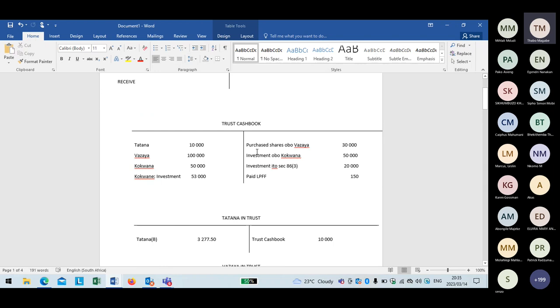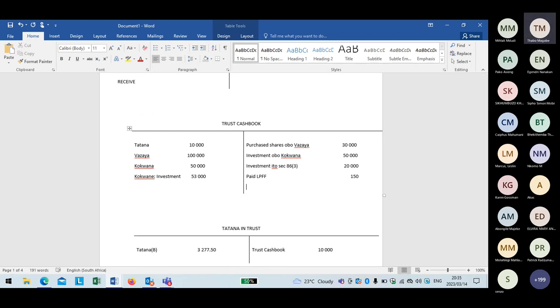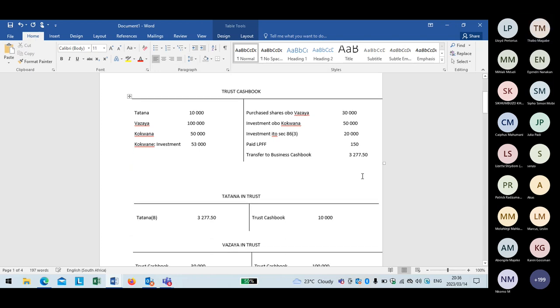You go to the trust cash book. You credit the trust cash book and you debit the business cash book. Yes. So you will say transfer to business cash book. Transfer to business cash book 3277.50. Do you follow? Yes, sir.